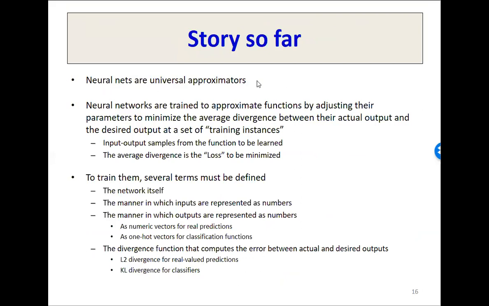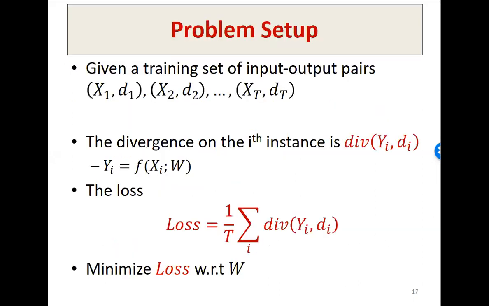Here's what we've got. Neural networks are universal approximators. They are trained to approximate functions by adjusting their parameters to minimize the average divergence between their actual output and the desired output for the training instances. And to train them, we have to define the network, the manner in which the inputs are represented, the manner in which the outputs are represented, and the divergence between the actual and desired outputs. So we've done this. And now we are set to actually continue with working on the problem.